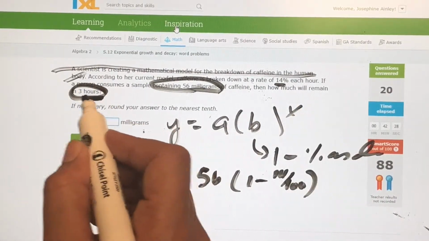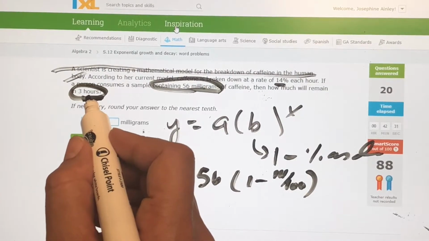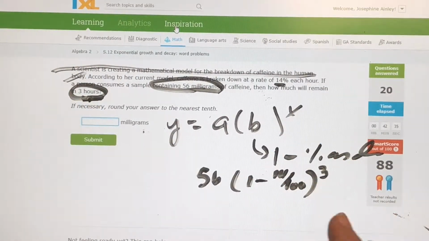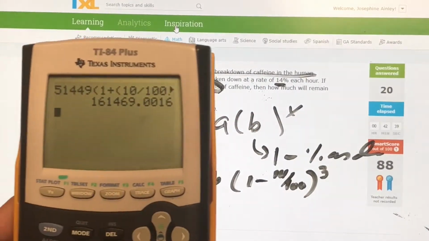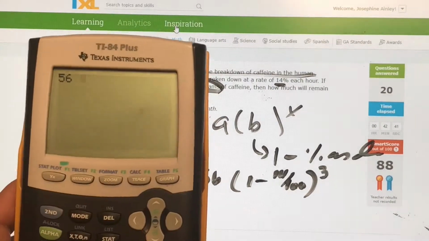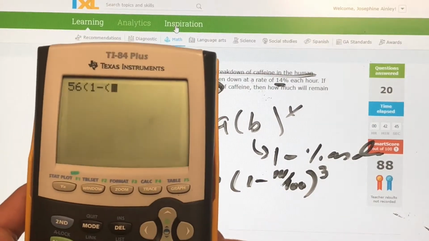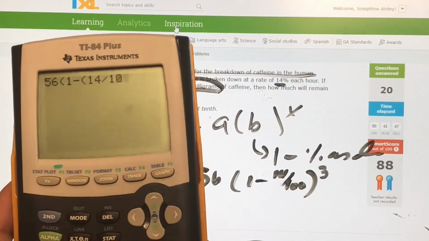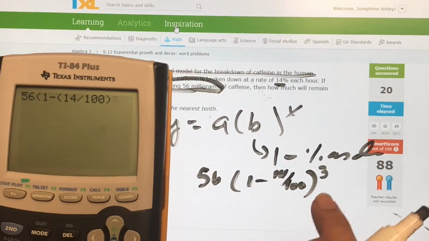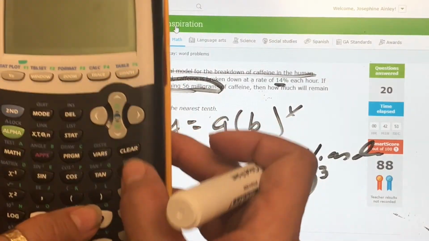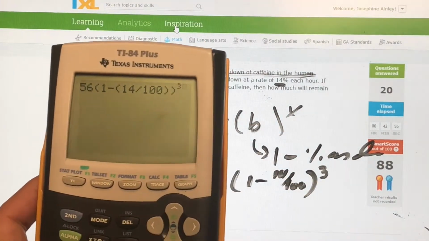And that, again, your key thing is hours is time. Hours, seconds, days, all that is time, so that's going to be X, if you're ever confused as to which one is which. All right, then just punch that into the calculator. So you're going to have 56, open parentheses, 1 minus. Anytime you have a fraction, you're going to use parentheses. So 14 divided by 100, close parentheses. And then now you have this parenthesis that you're going to close, raised to the power of 3.